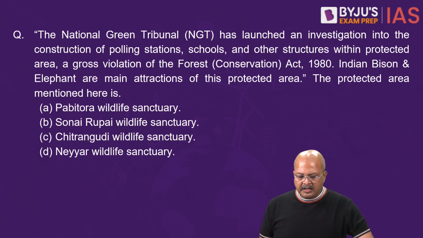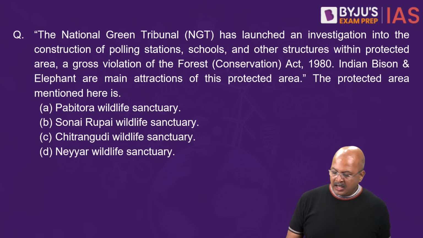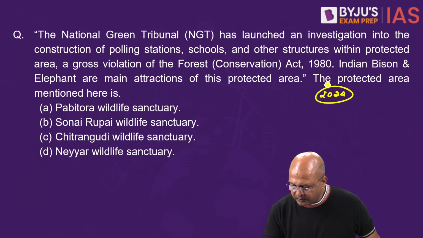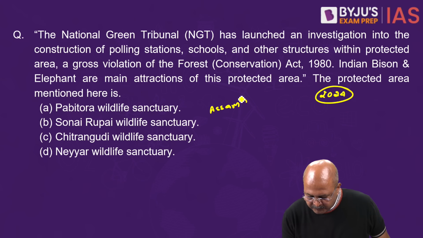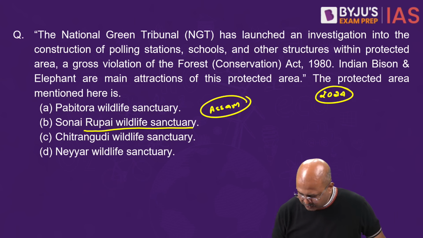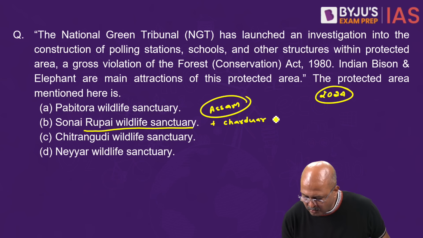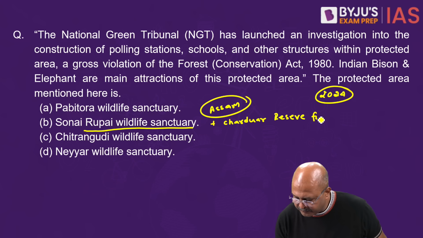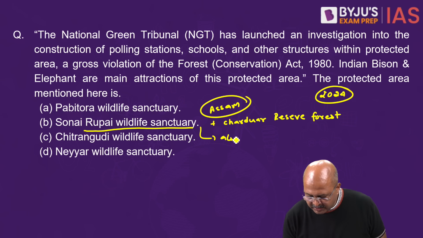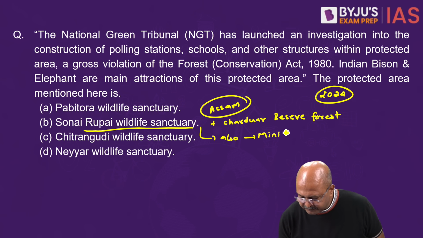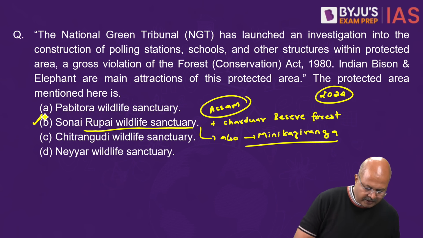Next, the National Green Tribunal has launched an investigation into the construction of polling station schools and other structures within the protected area. And this is with reference to current affairs of 2024. And the protected area mentioned here, which is in Assam, is Sonai Rupai Wildlife Sanctuary along with Charduar reserve forest. Now, Sonai Rupai Wildlife Sanctuary is also referred to as Mini Kaziranga. Is that clear? So the correct option is B.